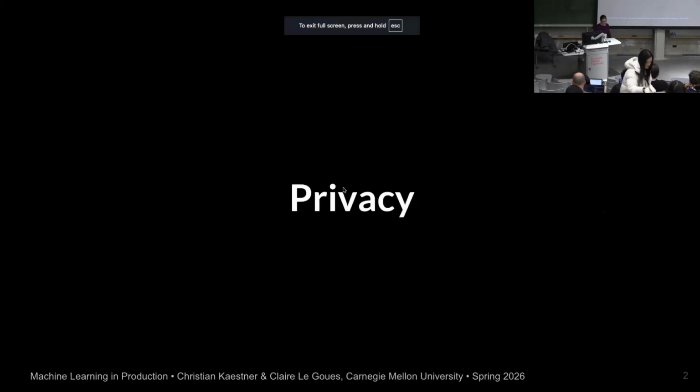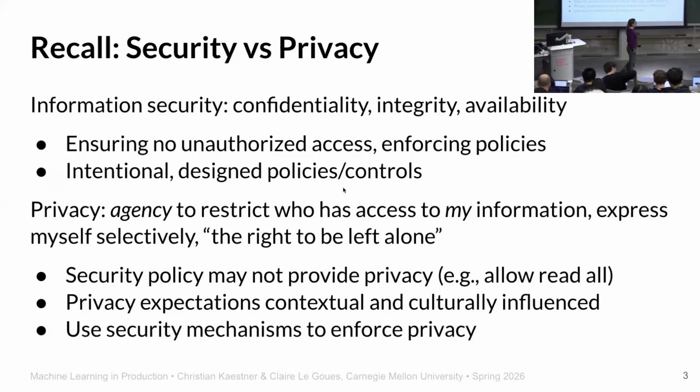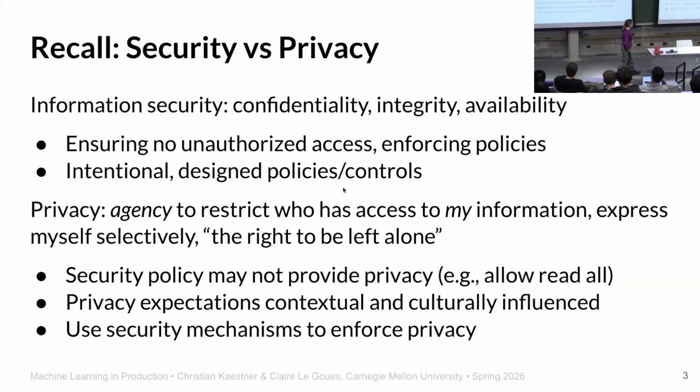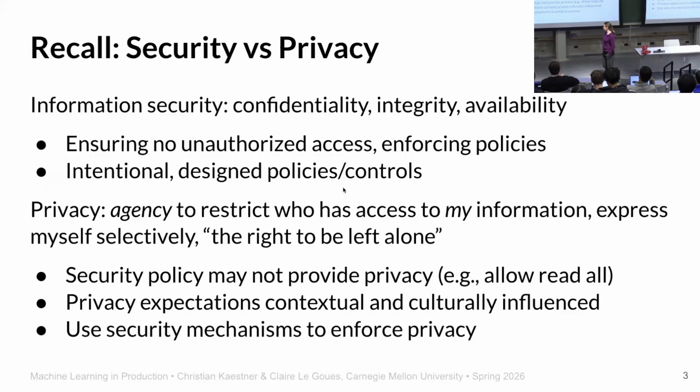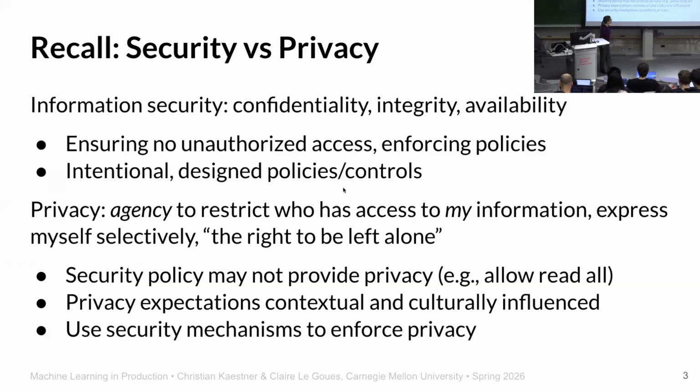Let's talk about privacy. Okay. So privacy and security are different things. Security tends to deal with information security, right? So security surrounding data, confidentiality, integrity, availability. This tends to be intentional. There are designed policies and controls to help preempt attacks and protect data and so on. Privacy is about an individual's agency, an agency to restrict who has access to my information, right? The right to be left alone.